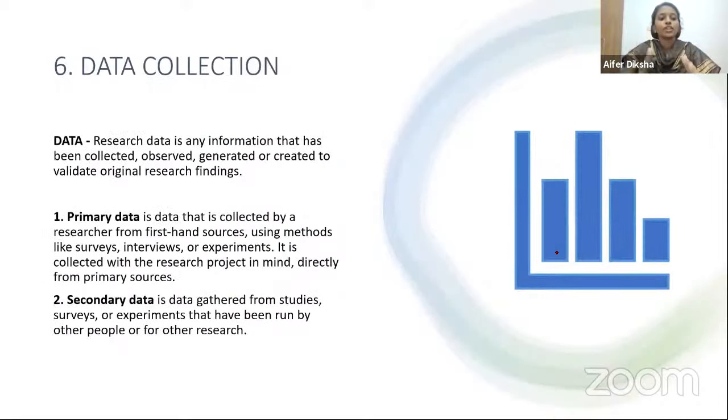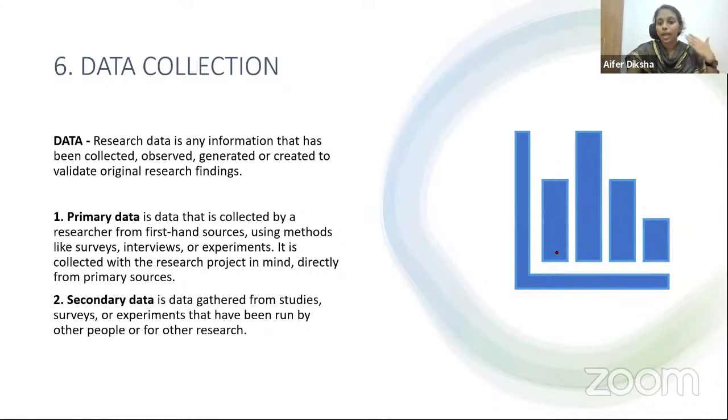Anyway, we are going to the next stage of research, that is the data collection stage. We collect the data after deciding the sampling technique or doing the sampling process. We are going for data collection. Data can be collected in two ways, that is primary data as well as secondary data.